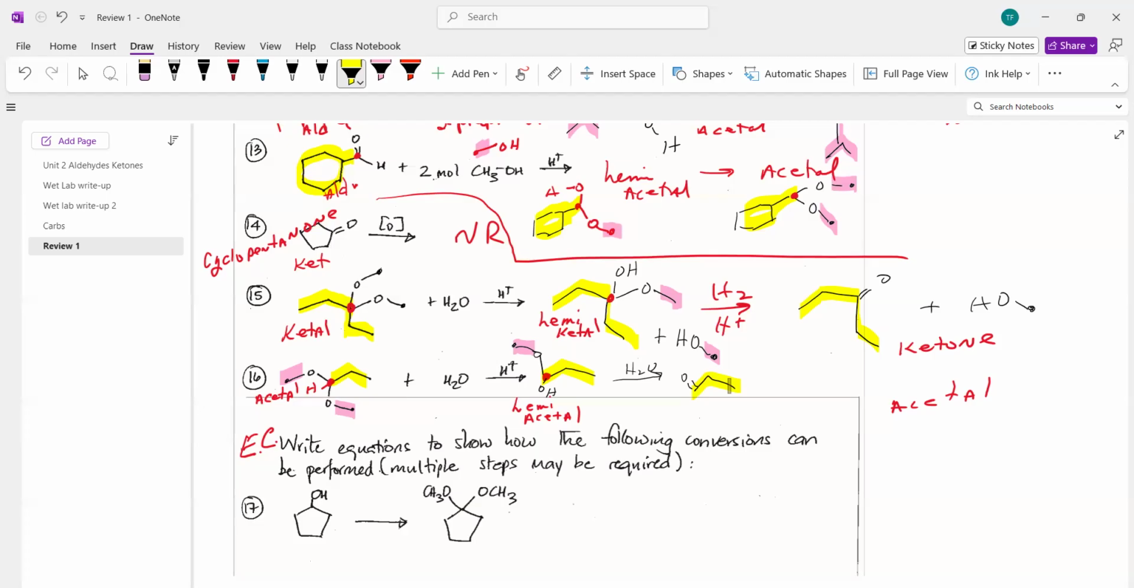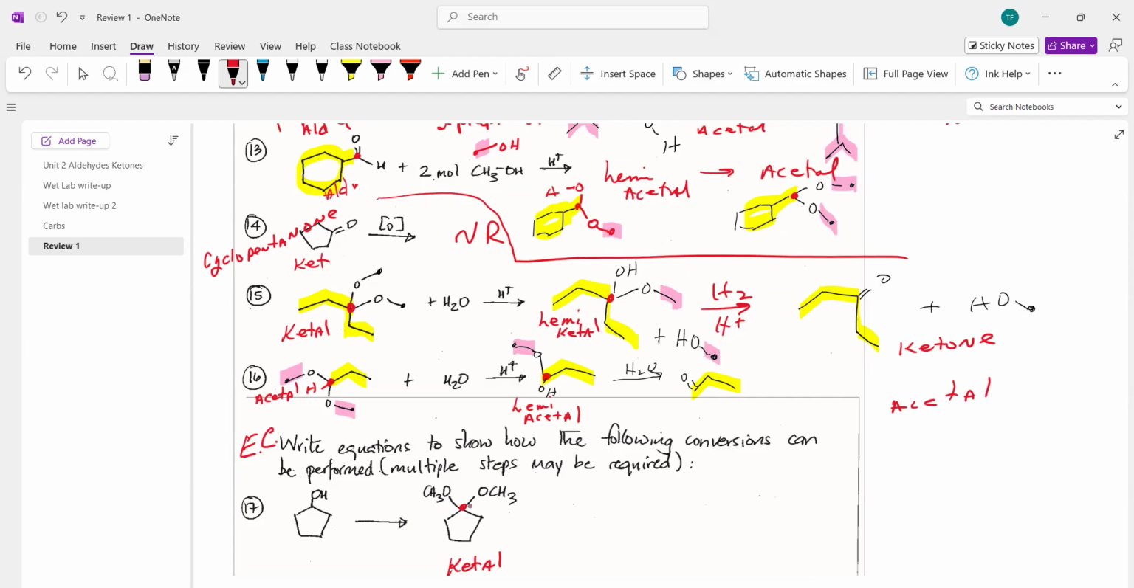Okay, well, first of all, we have an OCO. Okay, in this case, it is a ketal because there's no H on the anomeric carbon, and there's no OH, so it's a full-blown ketal. When we add an alcohol to a ketone, in two steps, we get a ketal.